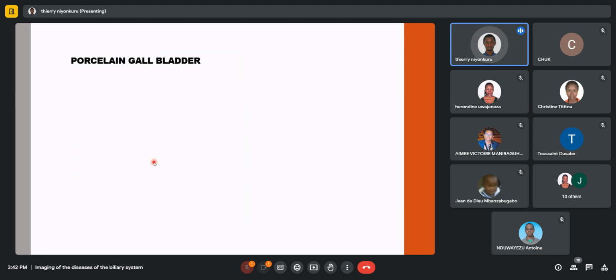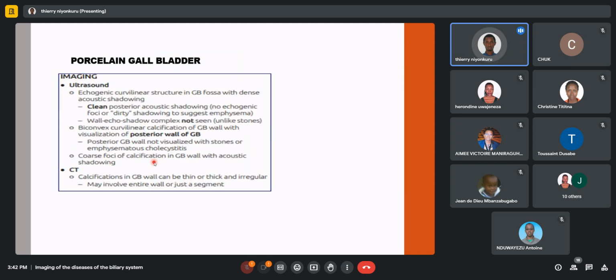There is the porcelain gallbladder. On imaging, we find that there are echogenic curvilinear structures in the GB fossa with acoustic shadowing.